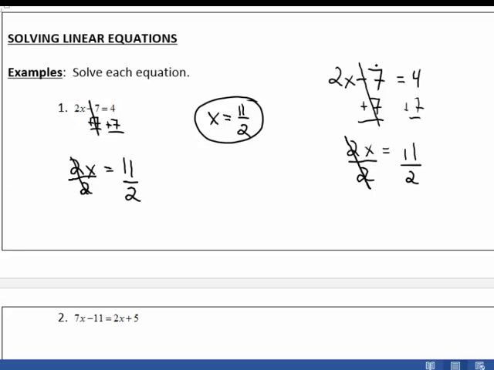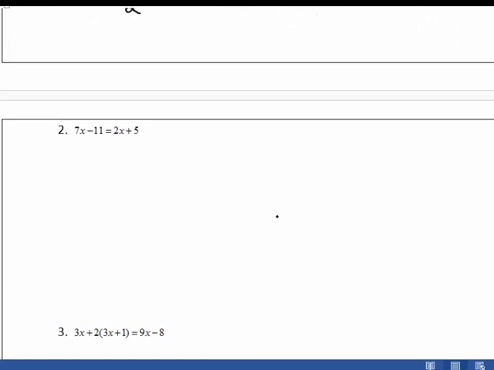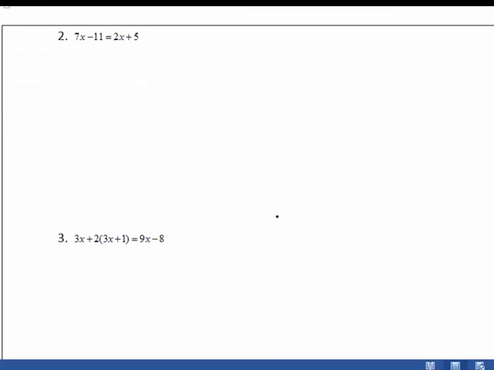So make sure you remember when you're doing the adding and subtraction, you want to do the opposite, right? Because a negative 7 plus a 7 is 0. When you're doing division, you want to do the same sign. If that were a negative 2, I would divide both sides by negative 2. It's always the same sign here. Okay? Alright, let's look at one that's a little more work.